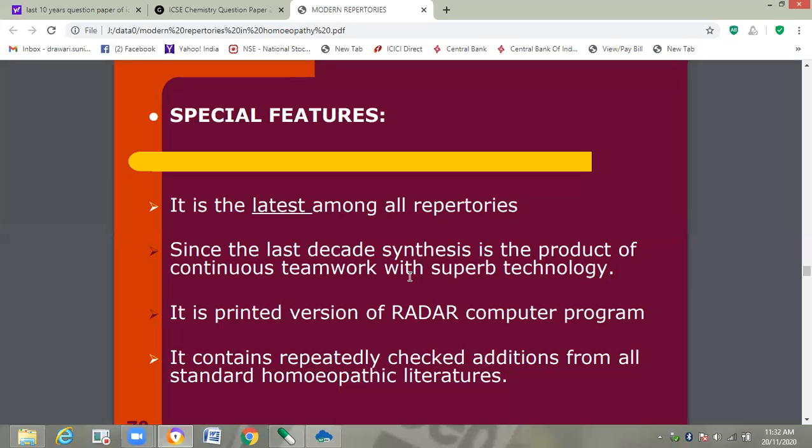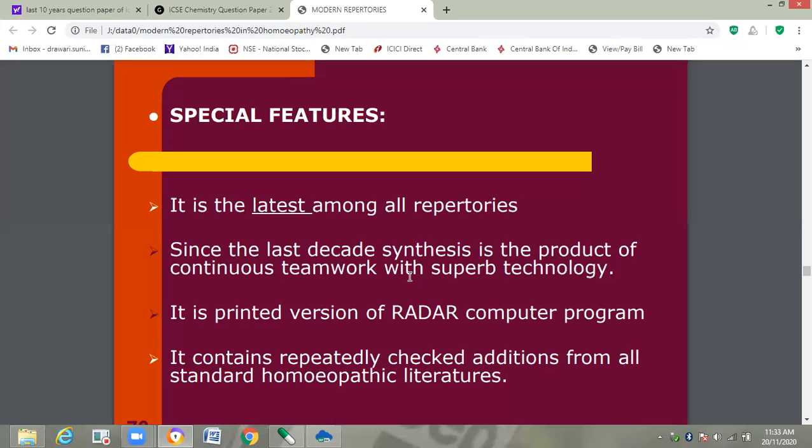In this edition, all the information from Dr. Boenninghausen and Boger was added. The mind section starts with division of time like daytime, morning, up to night: morning, forenoon, noon, afternoon, evening, night, midnight. So the mind chapter starts with division of time from daytime, morning to night.